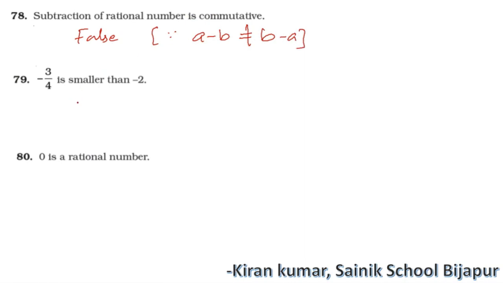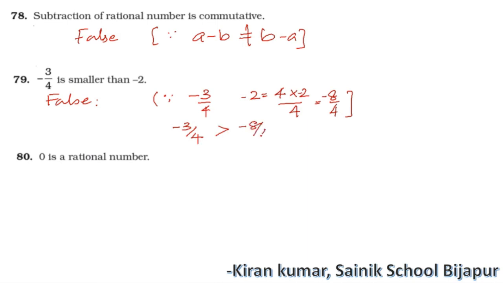Minus 3 by 4 is smaller than negative 2. This particular statement is a false statement because minus 3 by 4 and negative 2 can be written with 4 as the denominator: multiplied by 4, we get negative 8 by 4. Observe, negative 3 by 4 is larger than negative 8 by 4.